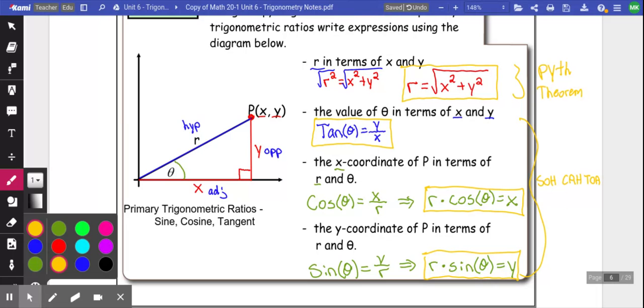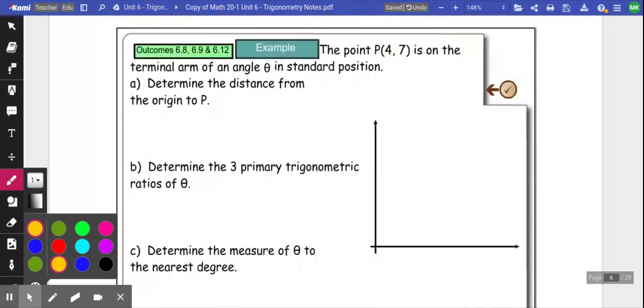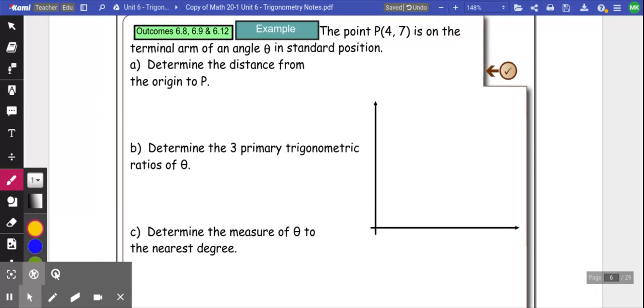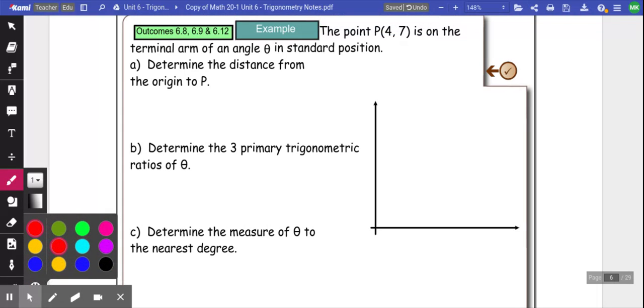All right. Let's try it. We have a question here. It says the point 4, 7. Okay, let's draw that. So 4 over, 7 up. I'm going to pretend that point is out here. I'm just randomly picking it. 4, 7.